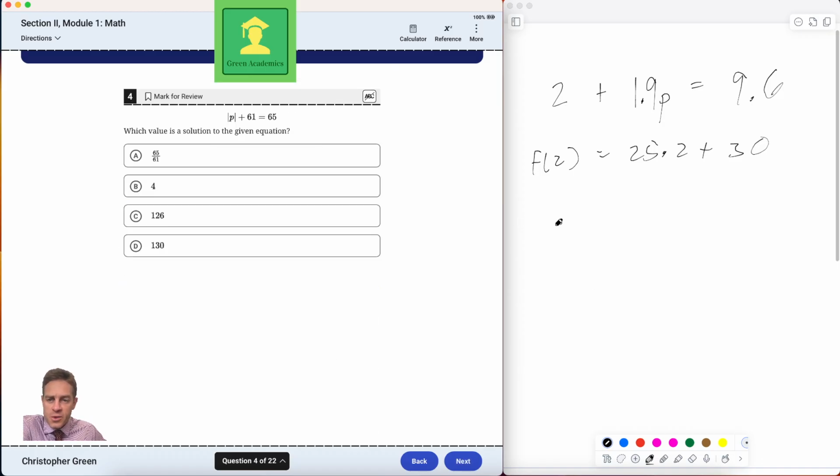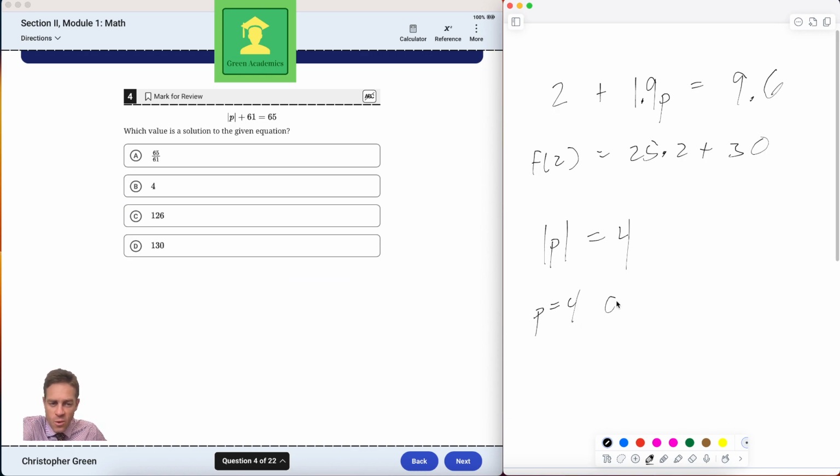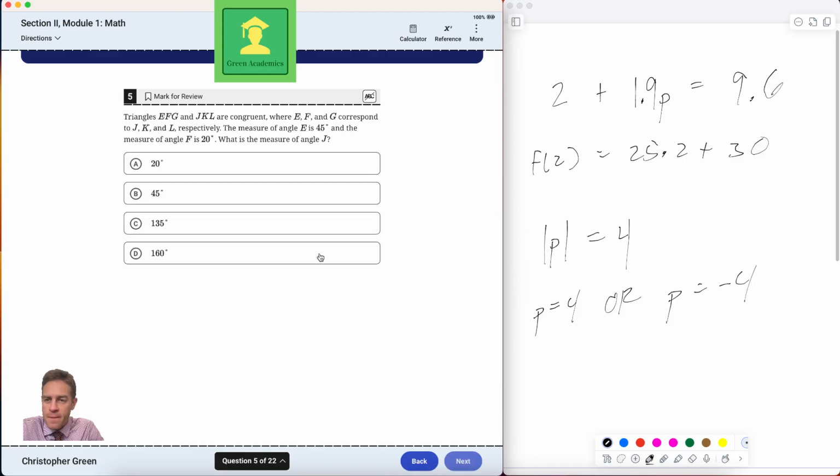Which value is a solution to the given equation? Well, if you wanted to, you could isolate absolute of P, and you could put that on the other side. And then the answers that make that true would have been either P is 4 or P is negative 4. But of course, only positive 4 is an answer choice.